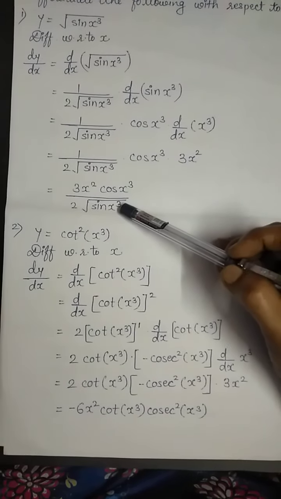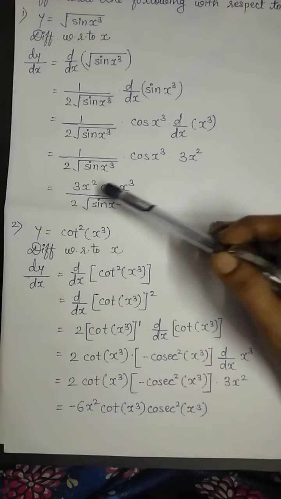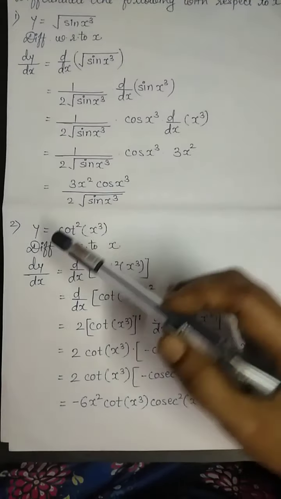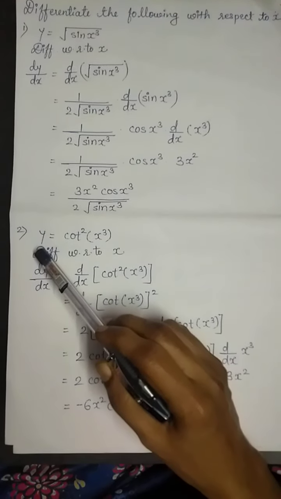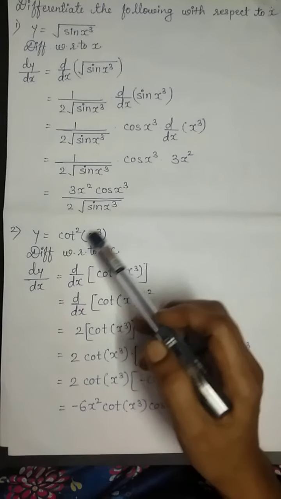So our final answer will be 3x square cos of x cube upon 2 into root of sine of x cube. Now second question, y is equal to cot square of x cube.